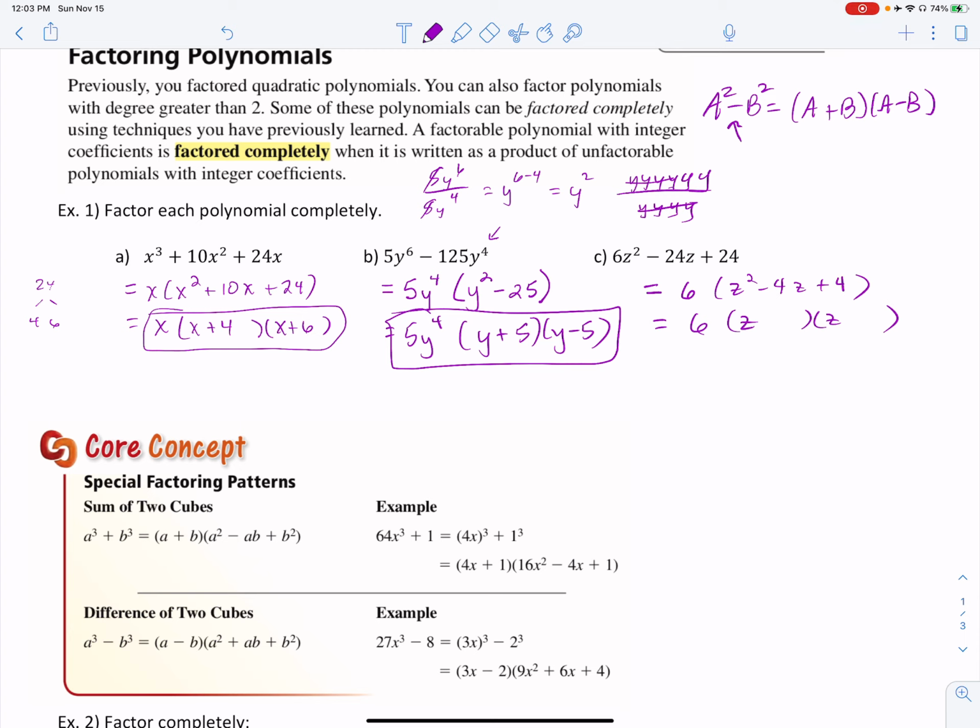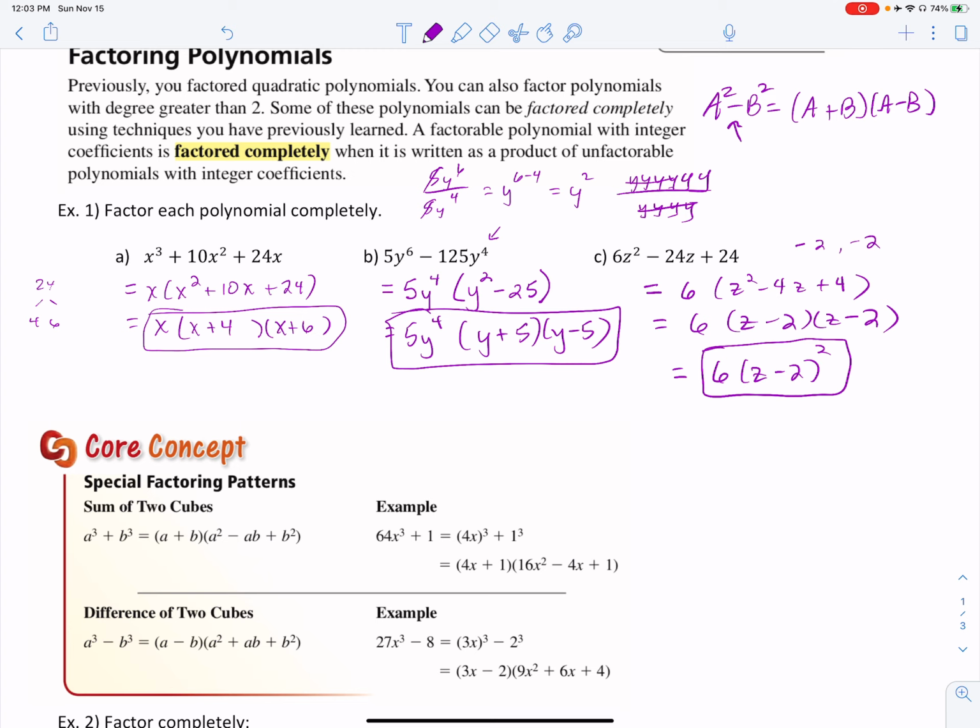Let's try 4 there. Okay, so I need two numbers that multiply to be positive 4, but add up to negative 4. That means both of the numbers are going to be negative. And negative 2 times negative 2 is positive 4, but add up to a negative 4. This was a perfect square trinomial. We got the same two quantities, so we'll go ahead and rewrite that as 6 times z minus 2, the quantity squared. We try to catch that and rewrite it to the power of 2.